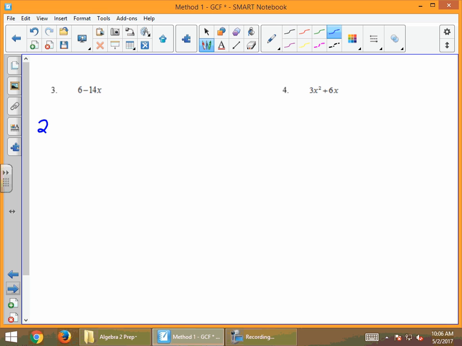Do both of these terms have an x? Can we take one out? Now write our leftovers. When we write our leftovers, we just divide out the number. 6 divided by 2 is 3, minus, make sure that sign drops down. 14 divided by 2 is 7. Again, we didn't take out an x, so we just did it.